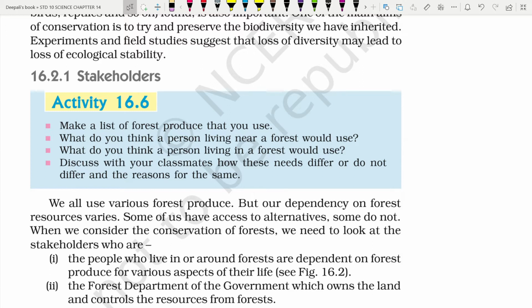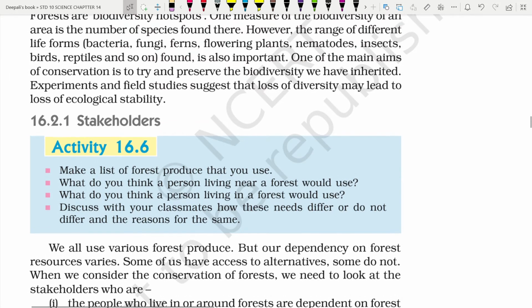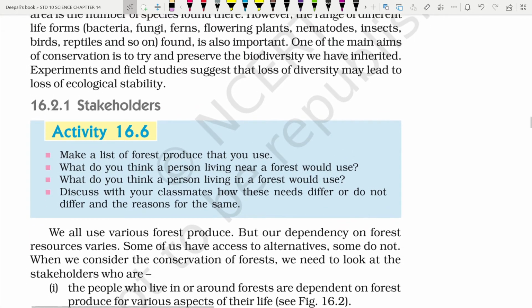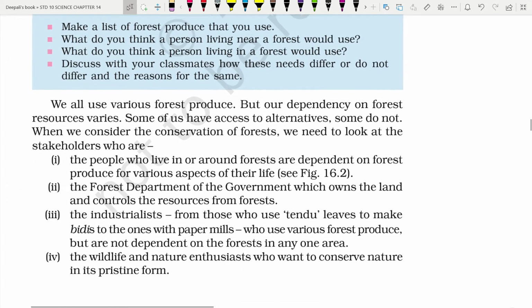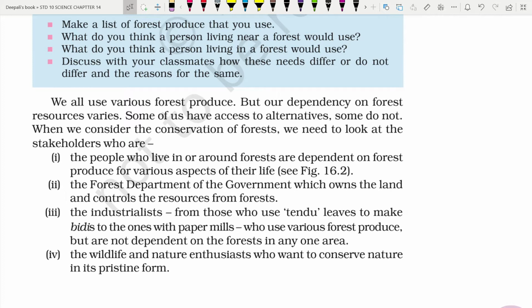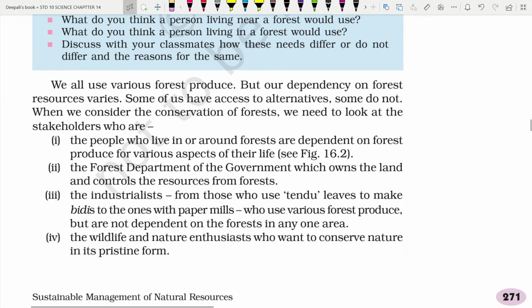Now, people who live in a village or a town are less dependent on the forest than those who live in or near the forest. So you can see that the people who are a part of the forest or stakeholders, those who own something for the forest, depends upon where they live. They live away from the forest, they live close by the forest, or they live inside the forest. So we all use various forest products, but our dependency on the forest resources varies. Some of us have access to alternatives, some do not.